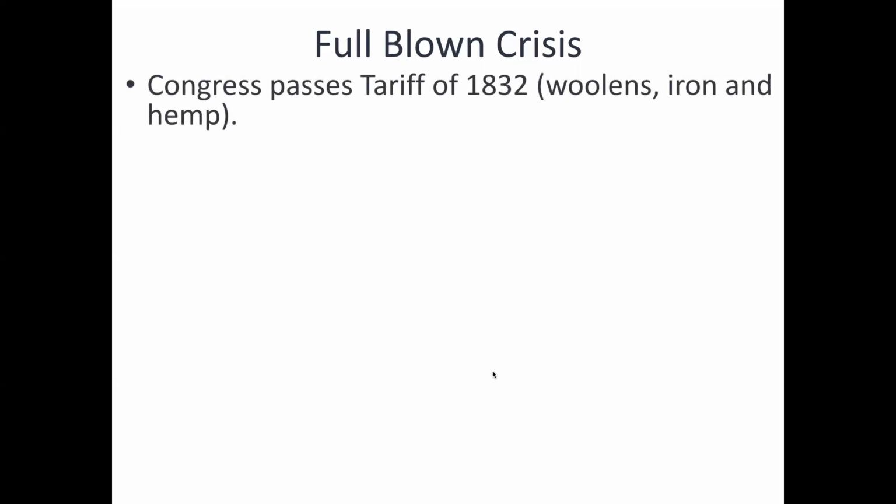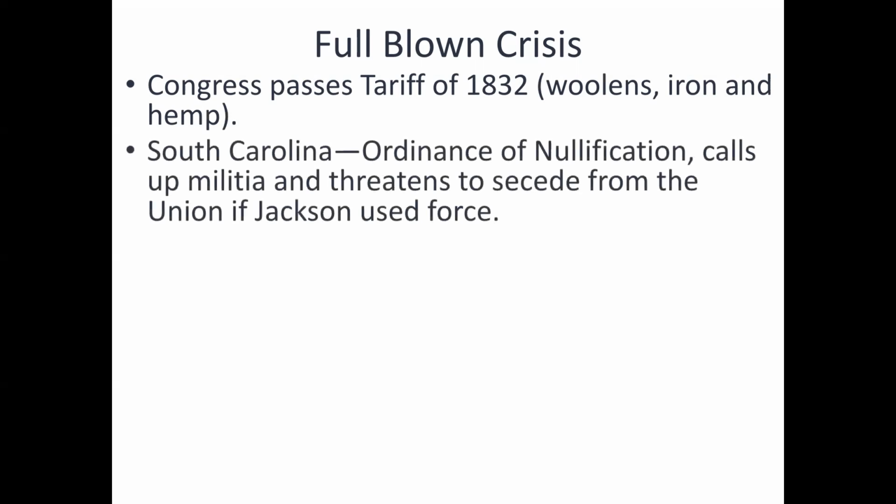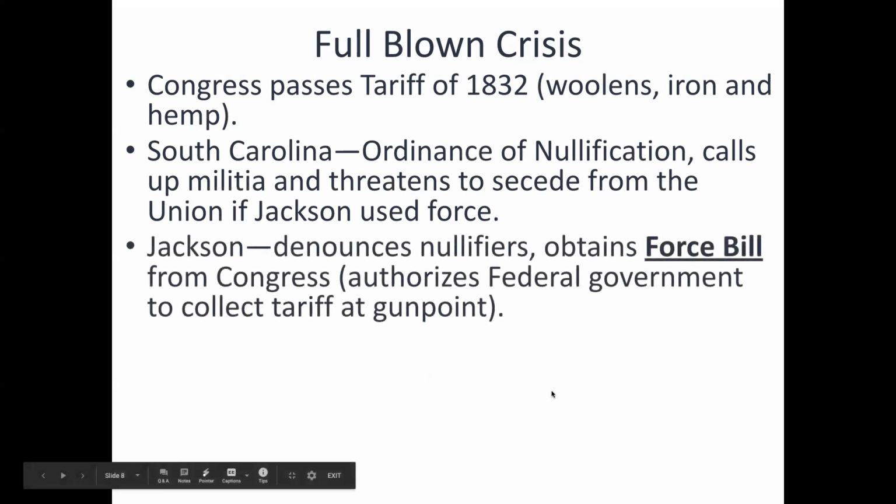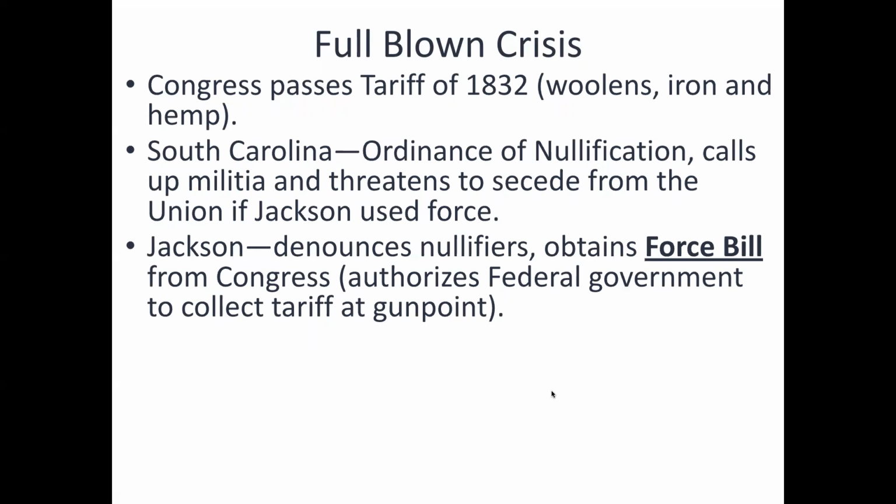And then it explodes. Congress passes the tariff of 1832. Again, this is woolens, iron, and hemp. South Carolina invokes nullification. And not just calling up nullification, they start calling up the military. They are threatening to put force behind this because Jackson is saying that he will send the military into South Carolina to collect the tariff at the end of the bayonets. So Jackson is going to pass the force bill with Congress's help. This is going to authorize the federal government to enforce the tariff.